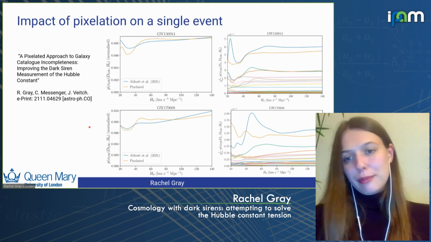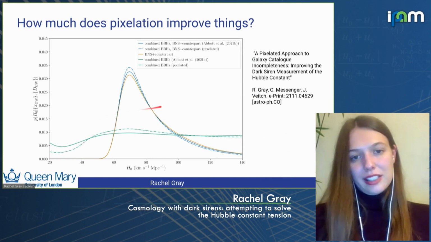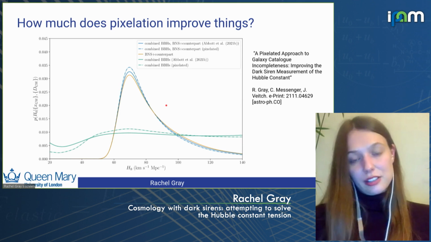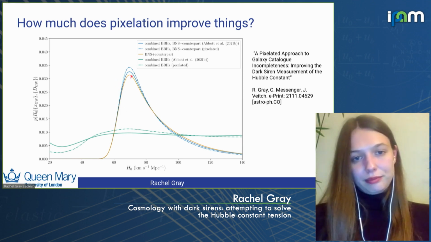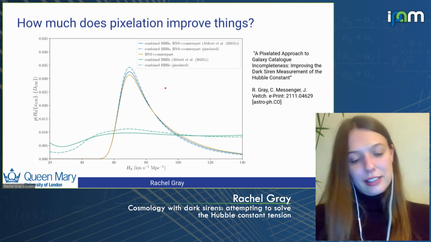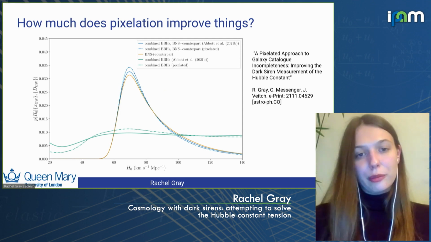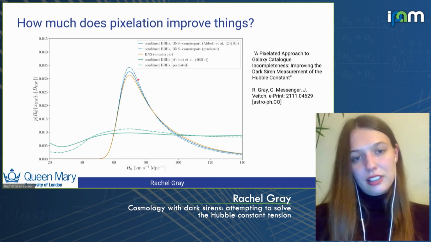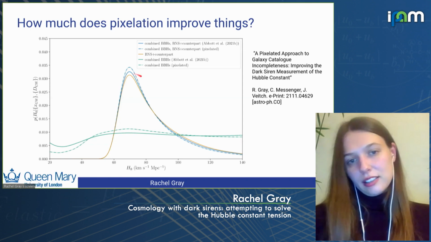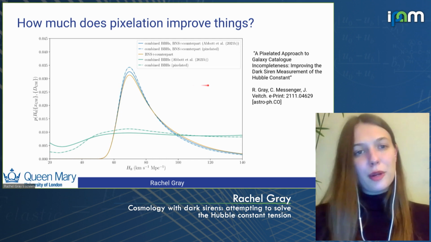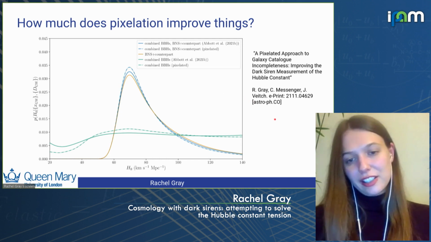And the overall impact of making this switch from uniform to pixelated can be seen taking the O1 and O2 events as a baseline. If you do the same analysis with all of the same assumptions, apart from how you're treating your completeness, essentially you get a noticeable improvement going from non-pixelated to pixelated, maybe of about 5%, which at the moment I would say is a very nice improvement.